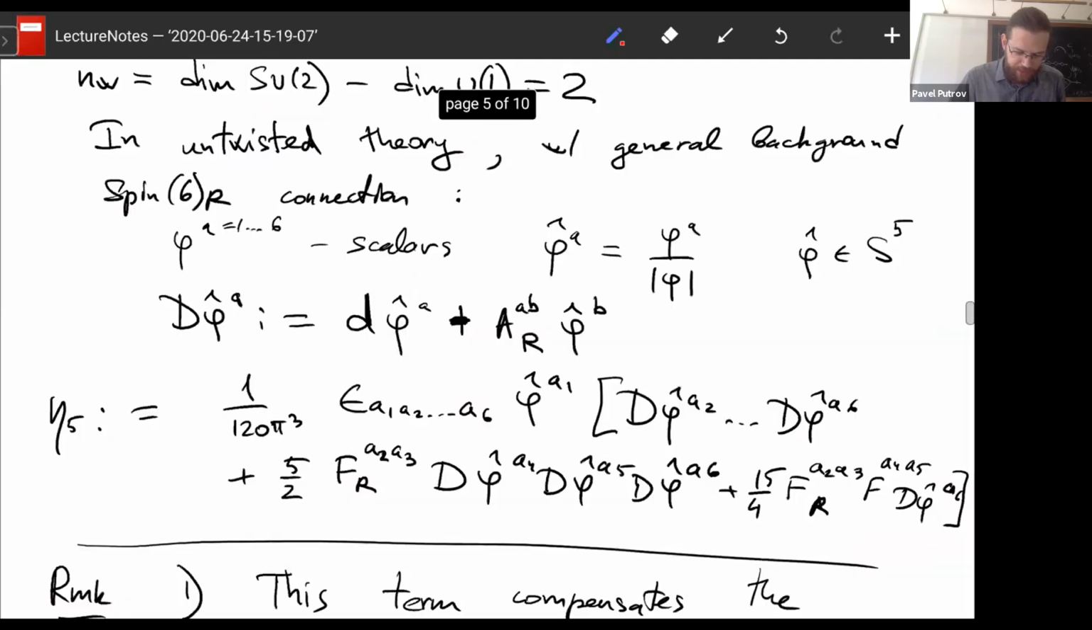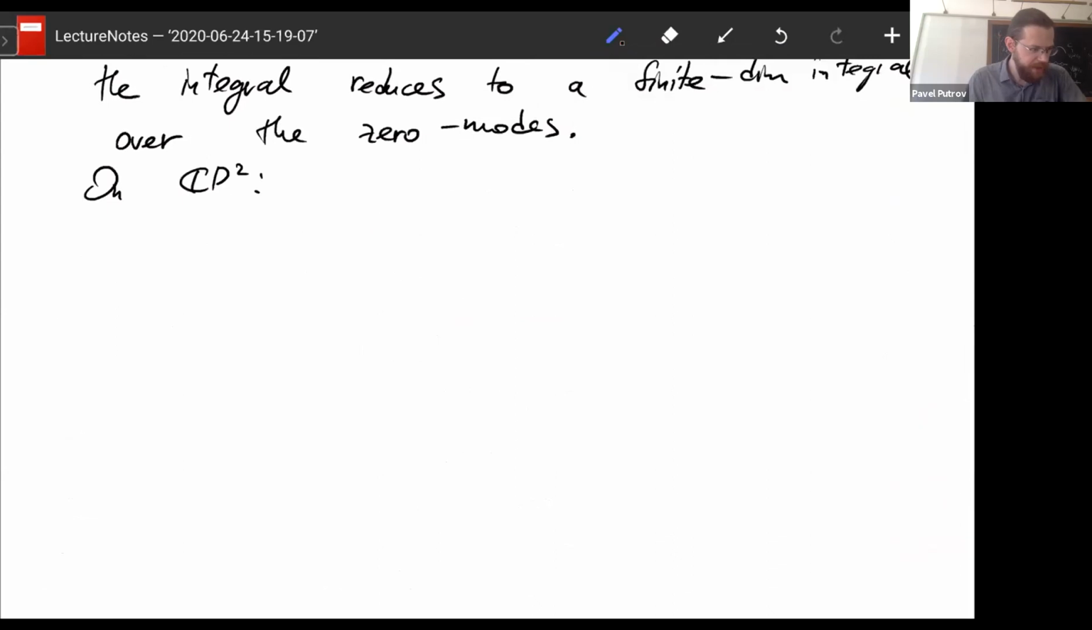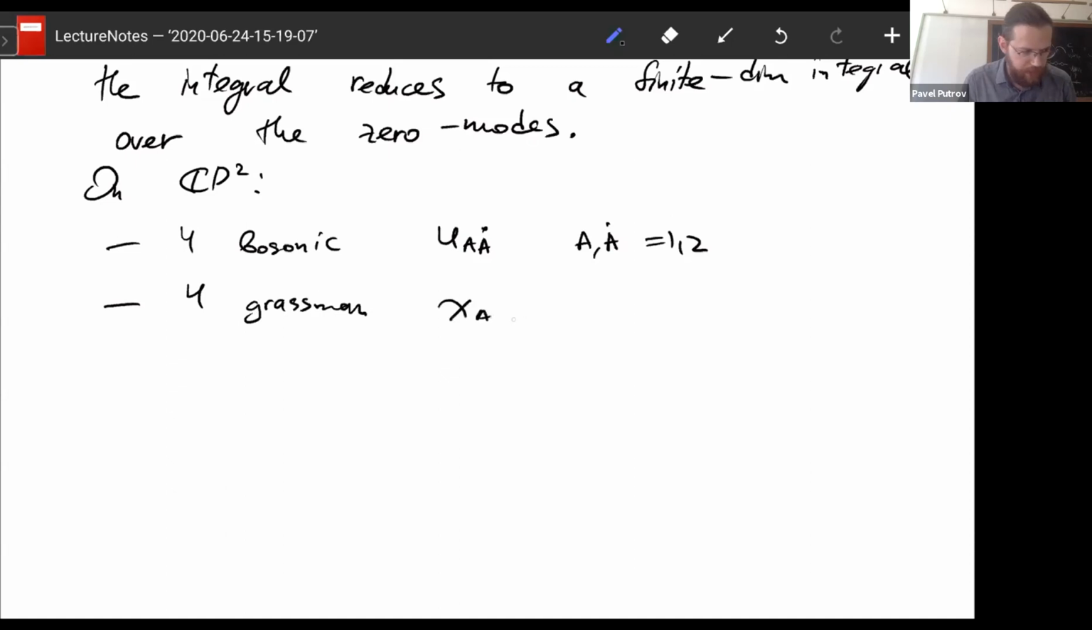Okay, so this was the counting, and to summarize: there are 4 bosonic zero modes, which it is useful to organize in a 2x2 matrix where A and A bar run over 1 and 2. These can be thought of as spinor indices of an unbroken SU(2) R-symmetry, which is unbroken on Kähler manifolds. And there will be 4 Grassmann zero modes, denoted by chi A and chi bar A bar, which are 4 independent Grassmann variables, and there will be 1 auxiliary zero mode, denoted by H.